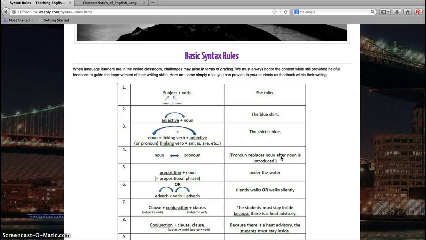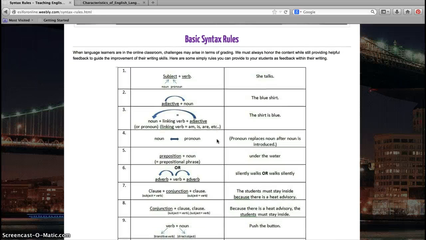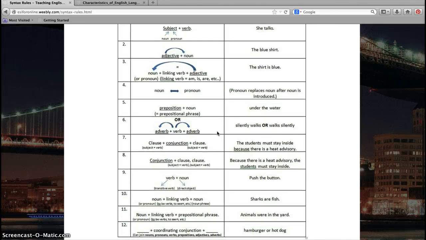Now, one thing I would like to emphasize is that in the online classroom, in terms of grading, we must always honor the content. Whatever our students have written, we need to focus on the content of their writing. Have they addressed the content that was required in the learning objectives? However, we may notice grammatical errors in their writing. So if you start to see patterns of errors in their writing, these are some simple tips you can give to your students and copy and paste them in your feedback to them.